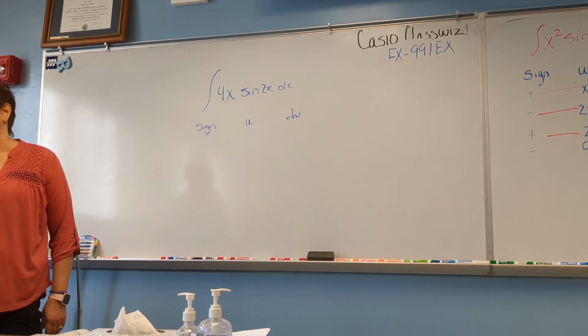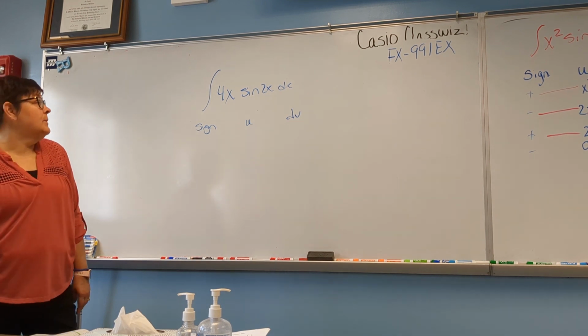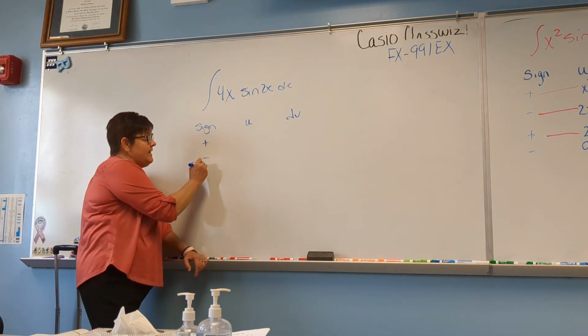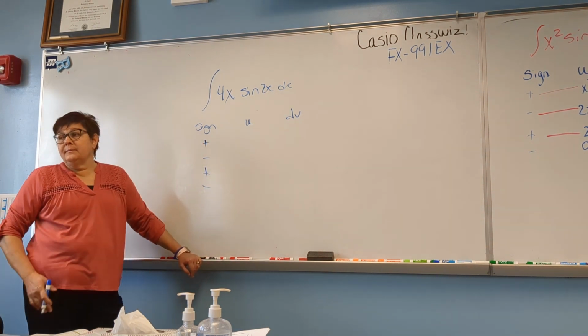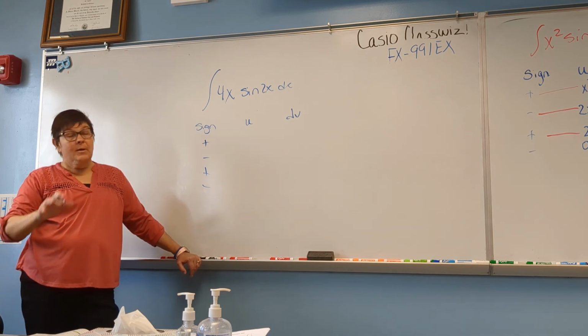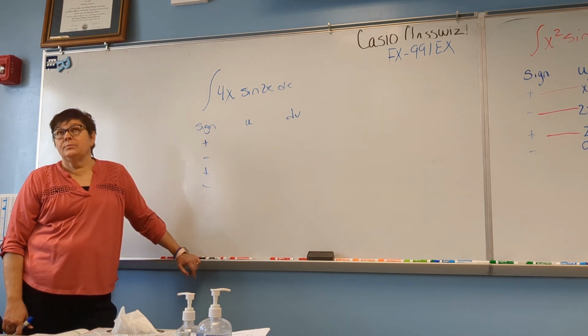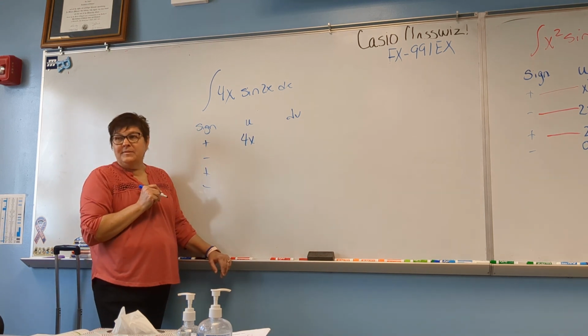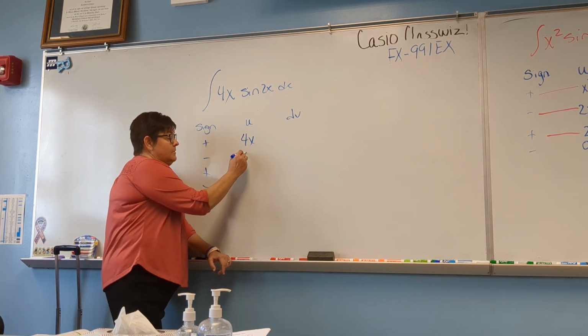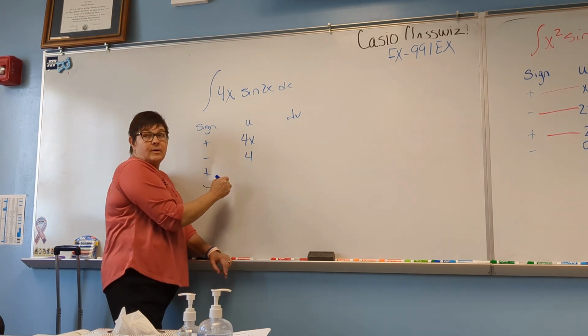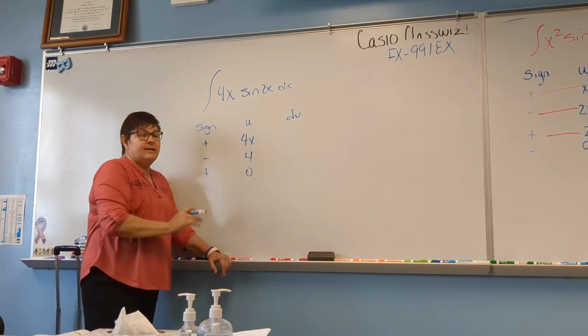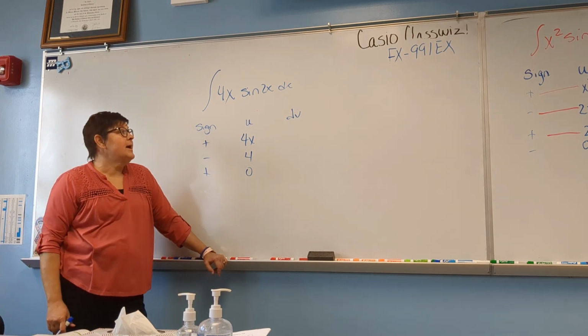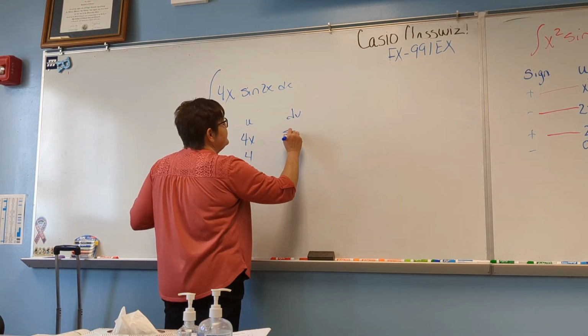Much easier too. Okay, what do I do here? So plus minus, how many do I do? I don't know. I'll do 4 for now. I might have to go back and do more. All right, what's my u? 4x. What's du? 4. And then one more. 0. So I don't need that last guy. Okay, dv is sine 2x.